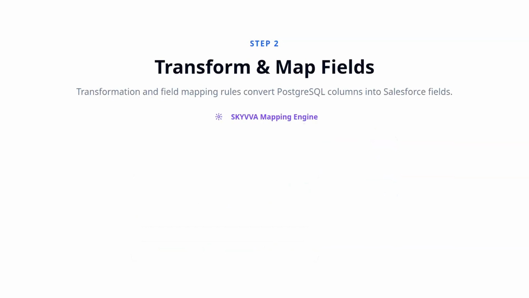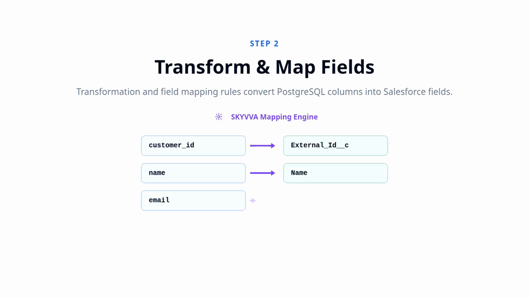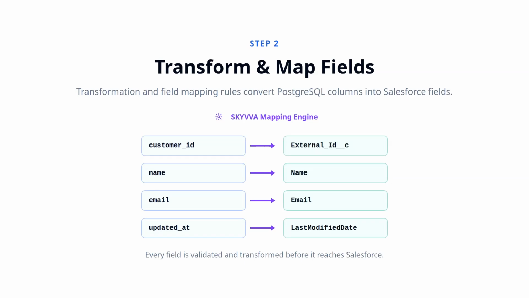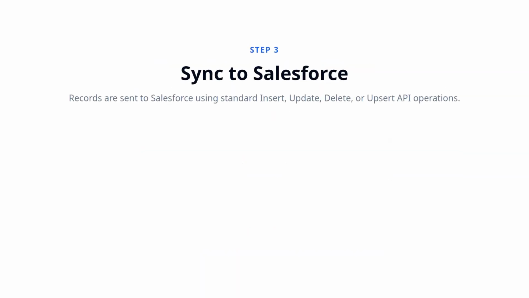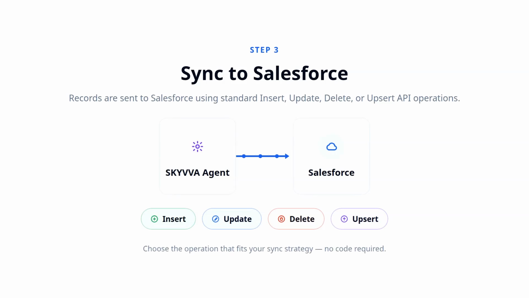Transform and map. The mapping engine transforms PostgreSQL columns into Salesforce fields, applying mapping rules, data validation, and any required transformations before the data is sent. Synchronize with Salesforce. The transformed records are delivered to Salesforce using standard API operations, including insert, update, delete, or upsert, depending on your integration requirements.